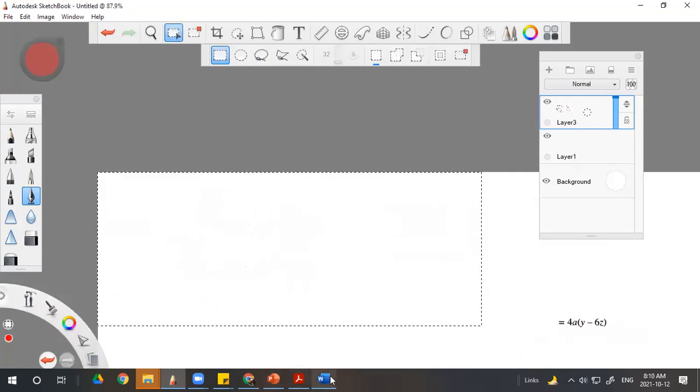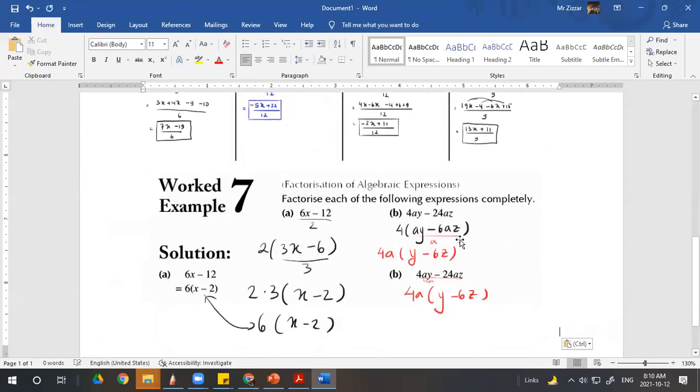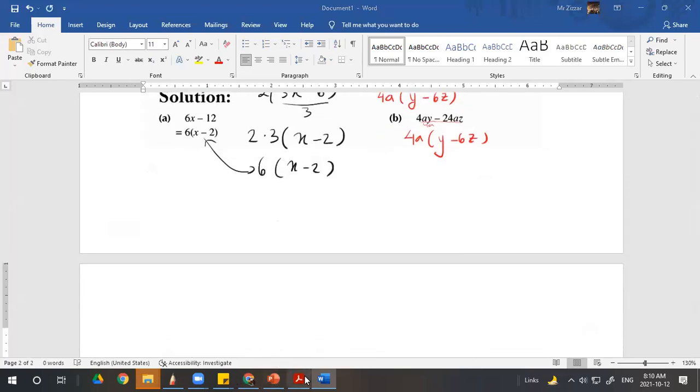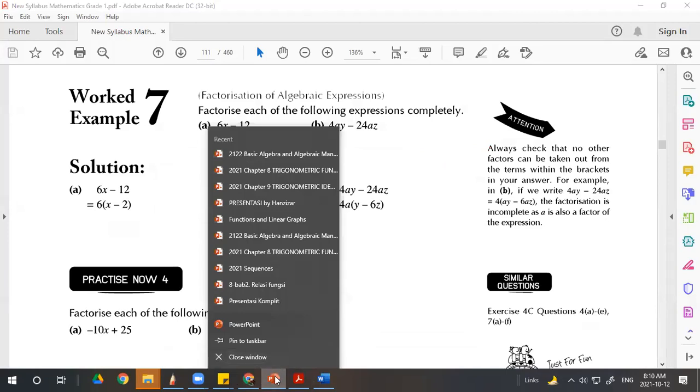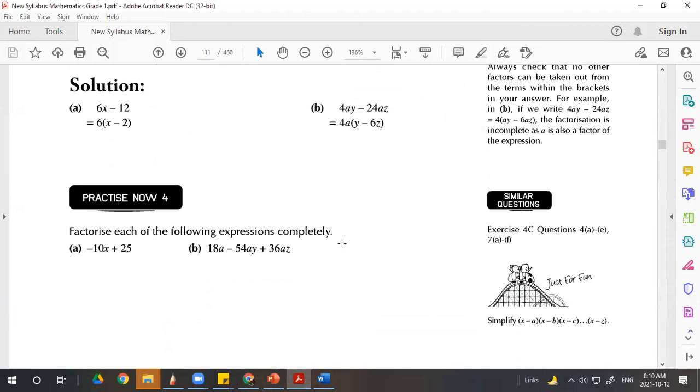Okay, this is still the worked example. Not the practice yet. Let's try the practice. I think this is the last one. I can open the PowerPoint. Okay, here.